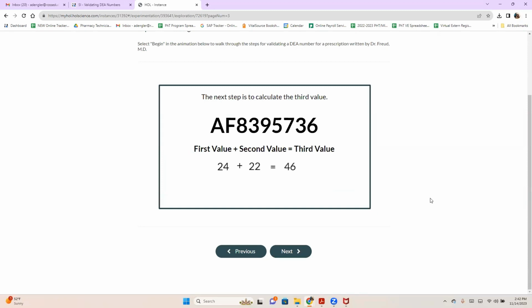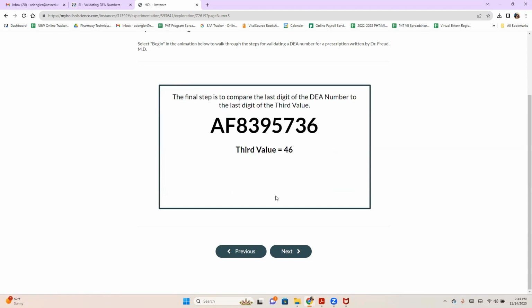The next step is to calculate the third value. So that is going to be the first value that we got. Remember, that was 24. And our second value, which was 22. And we're going to add those up, and that is 46. We're going to hit continue.